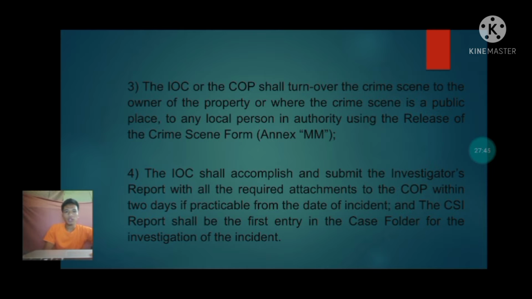So number three is the IOC or the COP shall turn over the crime scene to the owner of the property, or where the crime scene is a public place, to any local person in authority using the release of the crime scene form. Number four is the IOC shall accomplish and submit the investigator's report with all the required attachments to the COP within two days if practicable from the date of incident, and the CSI report shall be the first entry in the case folder of the investigation of the incident.